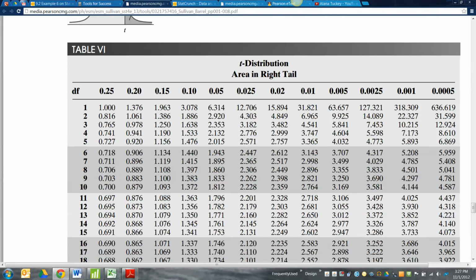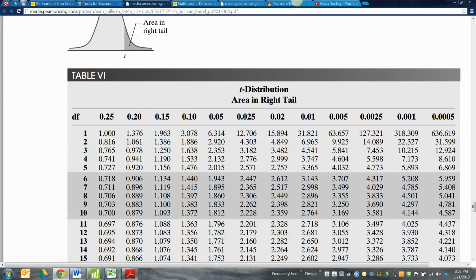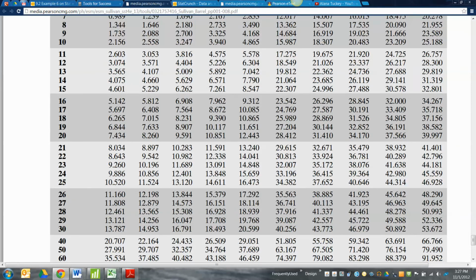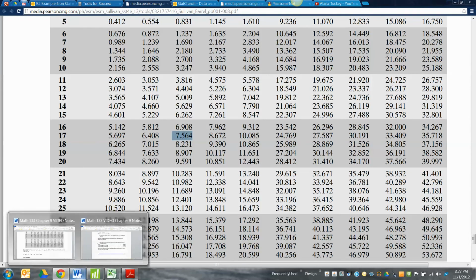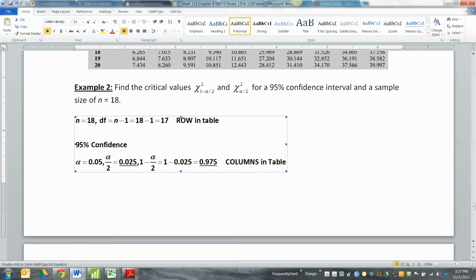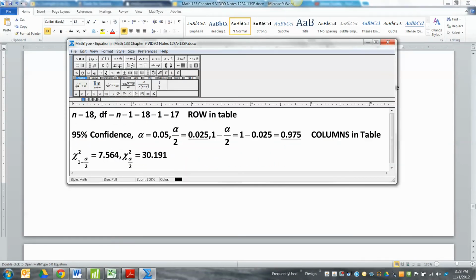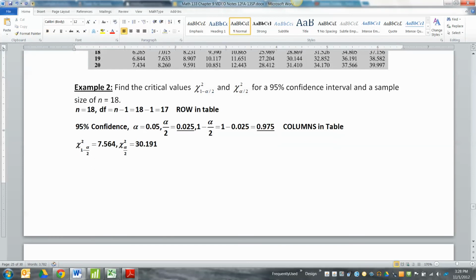Actually the t-curve also shows you that they've got the area of the right tail. So you can always use those little pictures there to help yourself. Okay, so we got the two numbers. What were they? 7.564 and 30.191. I'm going to write them down. There we go. I typed them up. You, of course, would just be writing along in your notes, but that's what they are.